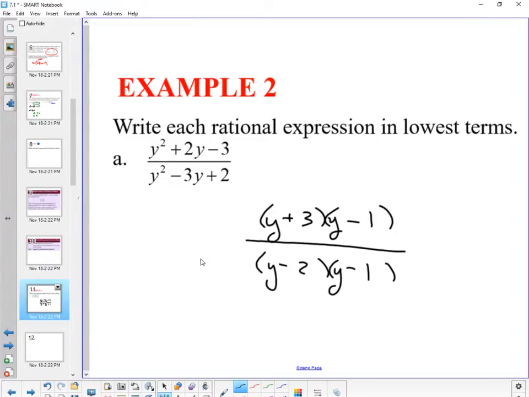Right? Now, question. What's 1 over 1? What's 2 over 2? 1. It's 1, right? 3 over 3 is? 1. X over X? 1.